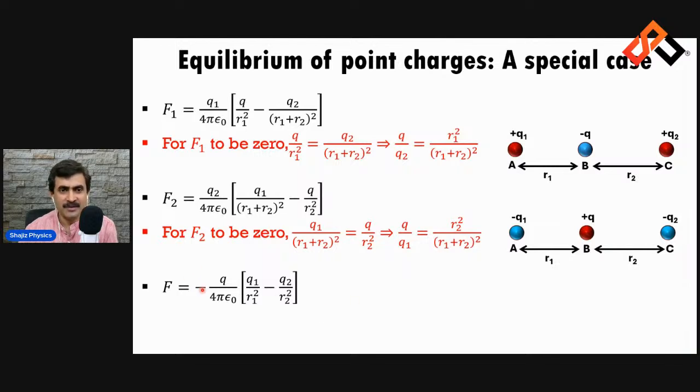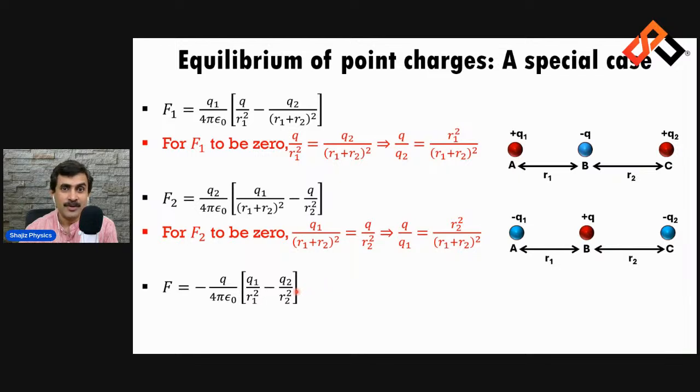Or if we have the freedom to put this negative sign inside the bracket, in that case, the equation will become Q by 4 pi epsilon 0 into Q2 by R2 square minus Q1 by R1 square. In order to follow the correct order, I took the negative sign outside. If you have the freedom to put the negative sign inside the bracket as well, no issues at all. Now, think about the situation where this F becomes 0.